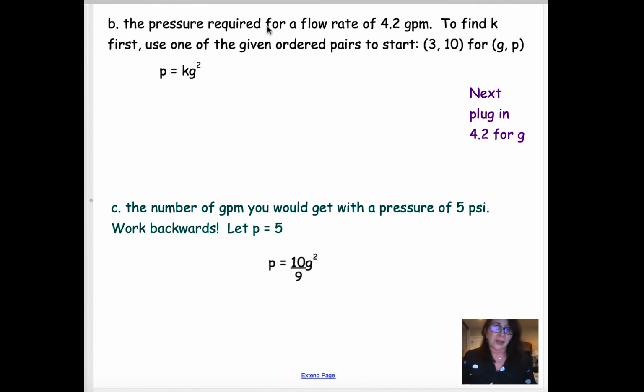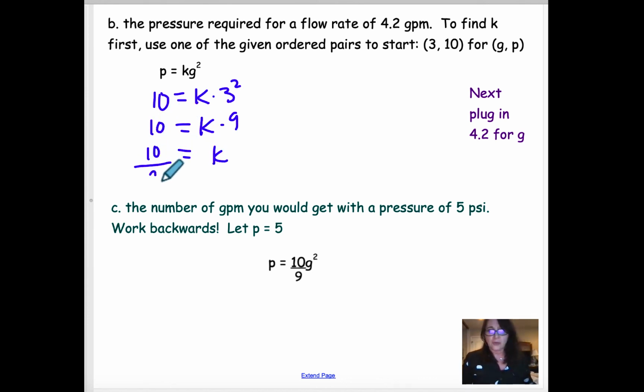So we're going to plug in 3, 10, which is one of our points, or one of our values. So for this problem, my pressure being 10, that's going to be 10 is equal to K times 3 squared. So in order to find the value for K, I'm going to go K times 9 is equal to 10. So K is equal to 10 over 9. And so that's my K value.